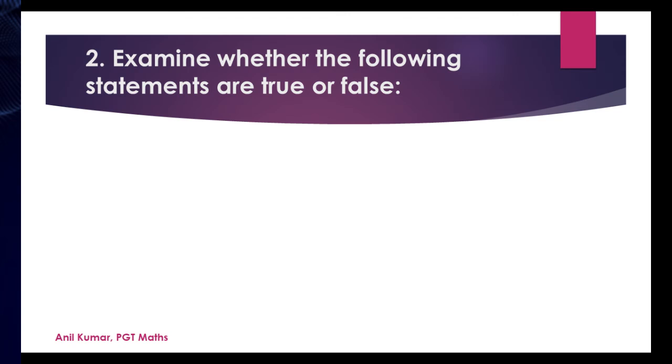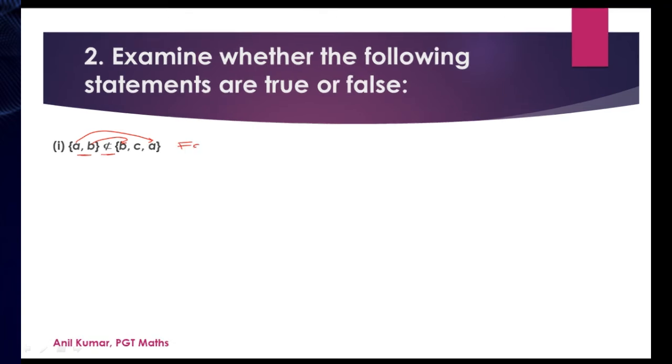Examine whether the following statements are true or not on the basis of these subsets. Yes, we can check. Is A comma B a subset or not? Check the elements. A is available here, B is also available here. It should be true, but it is written false. So it is a wrong statement, a false statement.